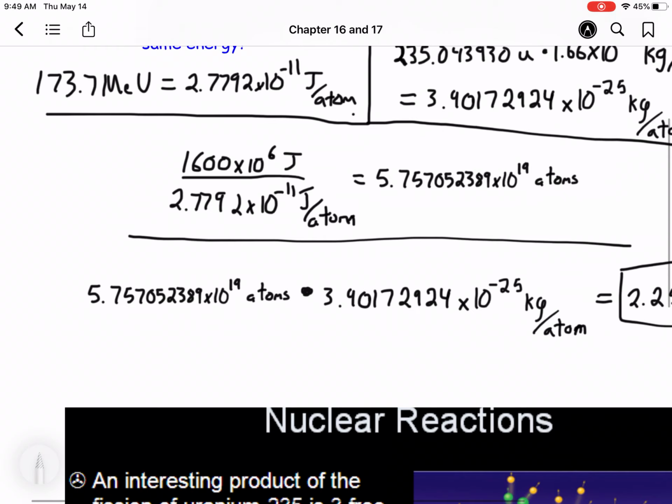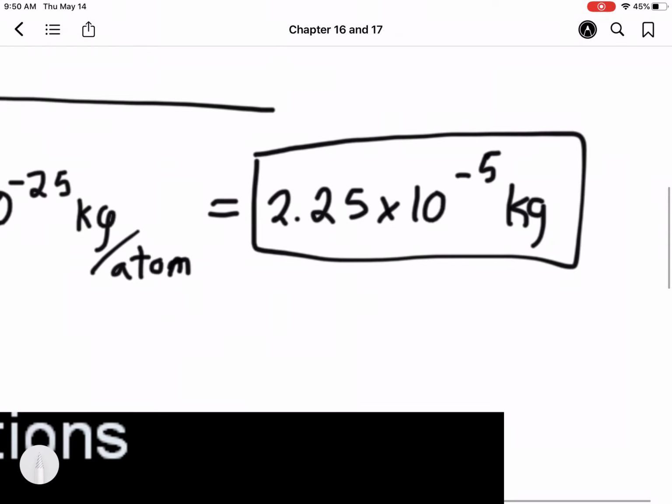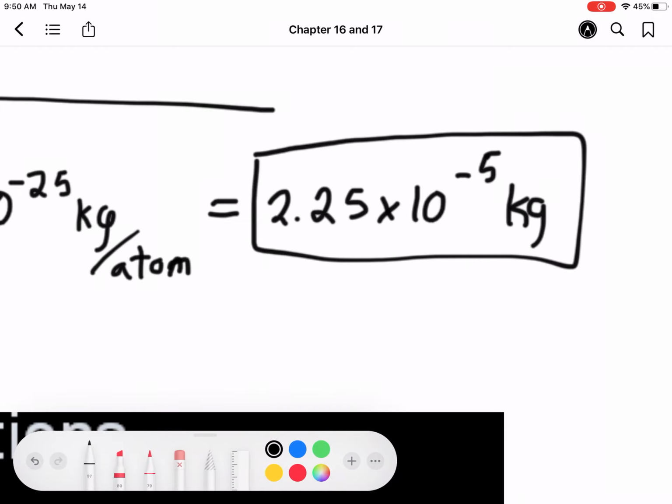This is the interesting part. So if I have the number of atoms, I multiply it by how much each atom weighs, right? So this many atoms would give us enough energy to move the car. How much do they weigh? I need the total mass of uranium that I need is 2.25 times 10 to the negative 5 kilograms, right?